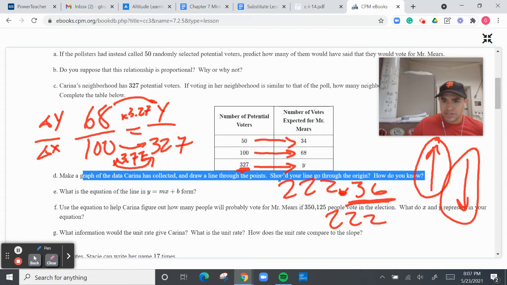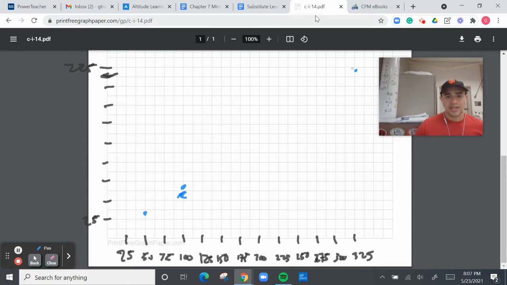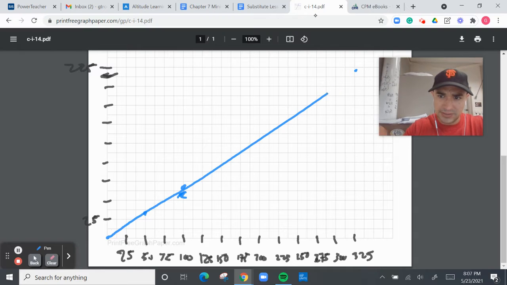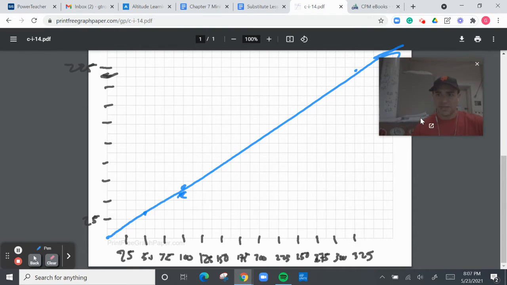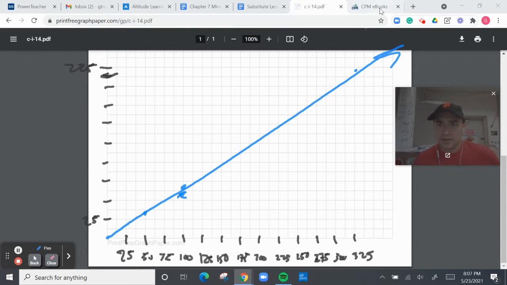Make a graph, draw a line. Should your line go through the origin? So when you're doing a graph, it should go through the origin, which is 0, 0. If we have 0 potential voters, that means we should expect 0 votes. So that's why we want to do it from 0. So here's my first point. I'm going to draw a line. It looks something like that. Going to give that the best shot I can get.